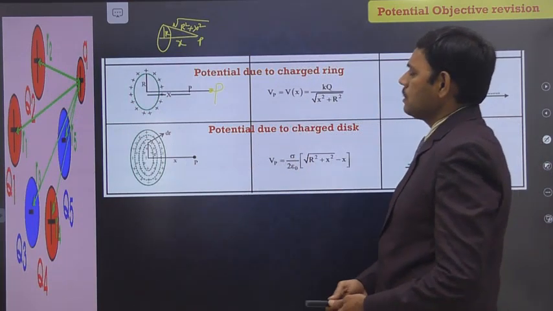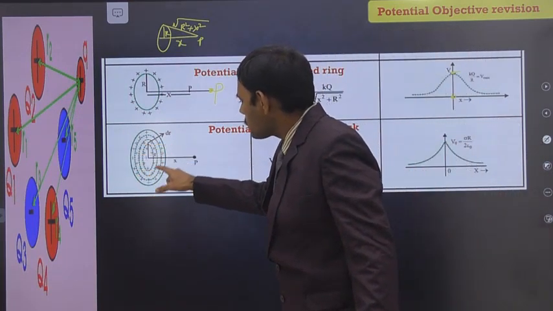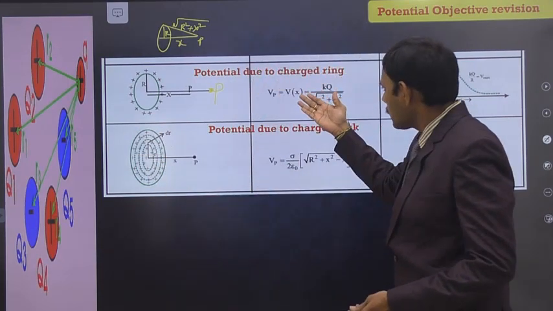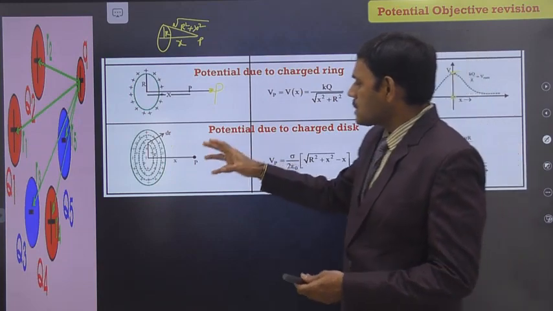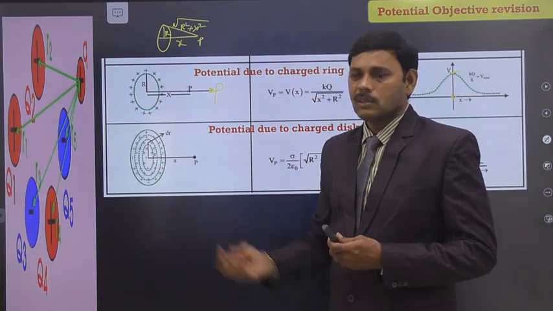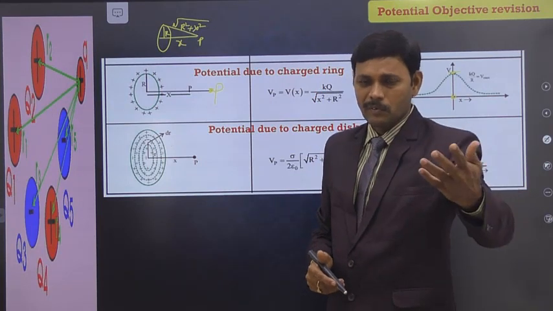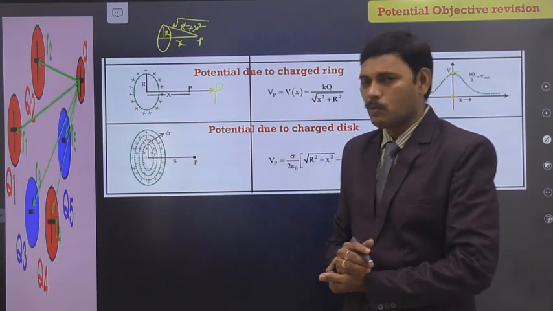Next one, potential due to a charged disk. While finding it for the disk, first we calculate the potential due to a small element in the form of a ring. A disk is a combination of rings. So first we find the potential due to a small element of the disk in the form of a ring, and by integrating we get the total potential.